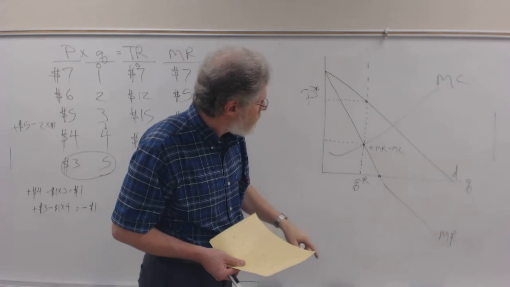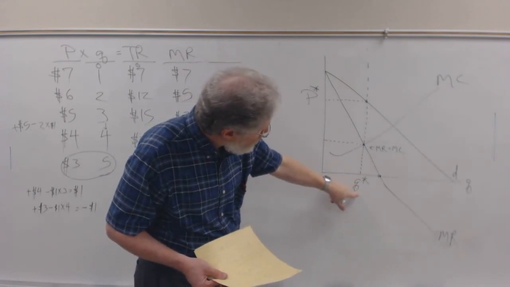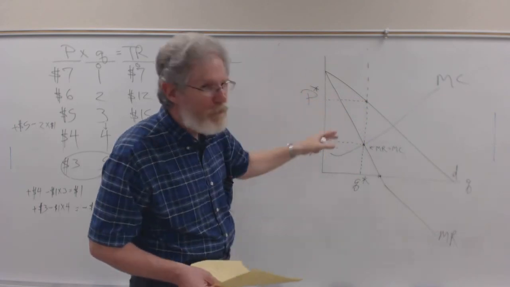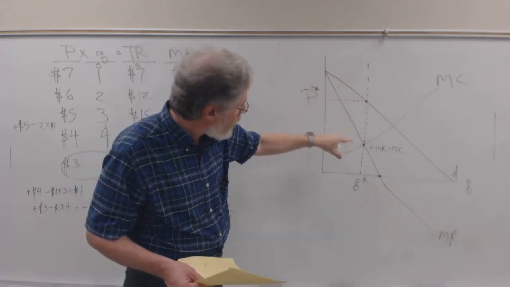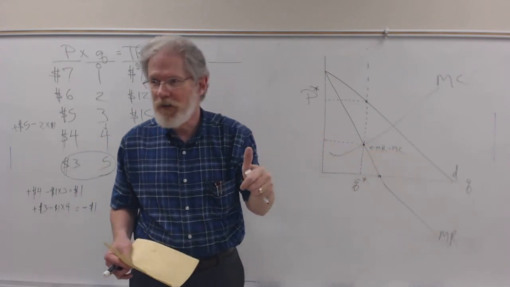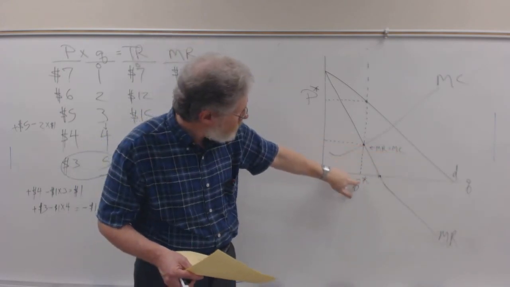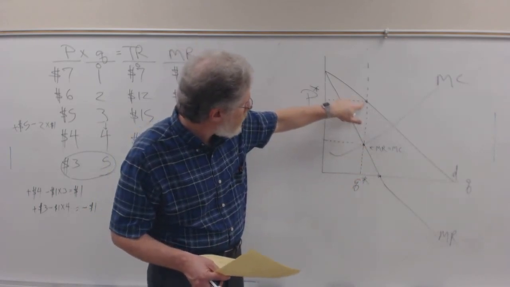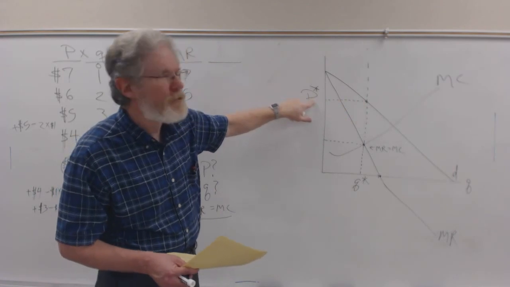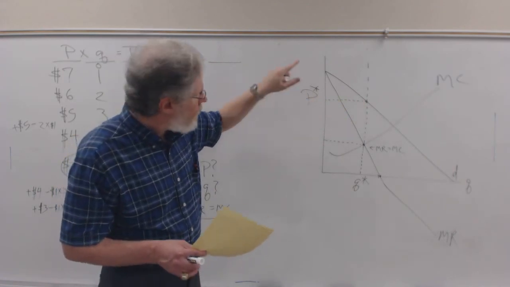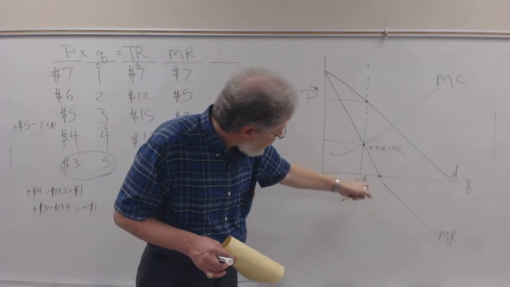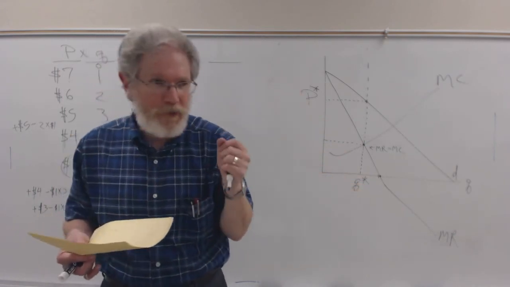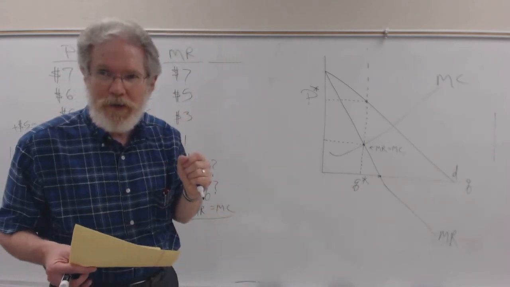So what's he going to do? He's going to produce Q star units. He's going to charge a price of P star. How did we find those? First step, find where MR and MC are equal. Read down to the axis, and that gives you the quantity. Read up to the demand curve, read over, that gives you the price. By charging this price and producing this quantity and selling that quantity, he's going to get the highest profit that he can possibly make.